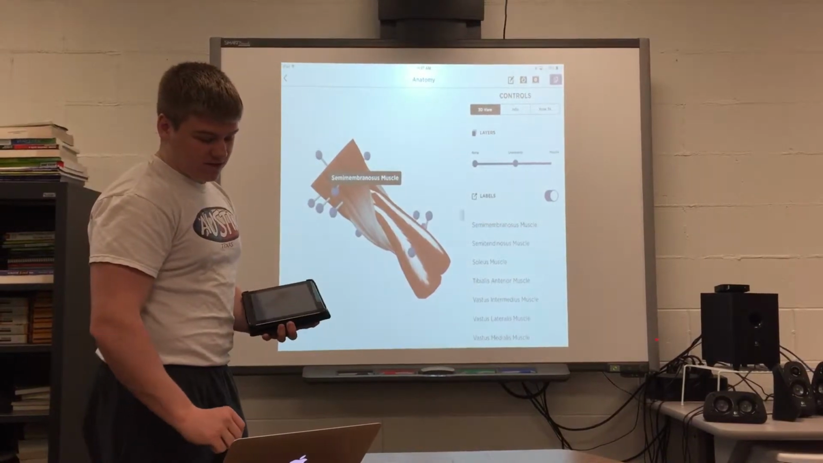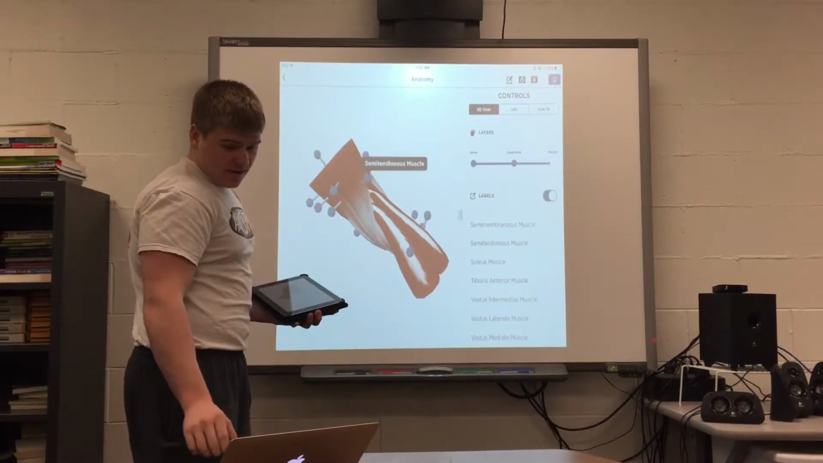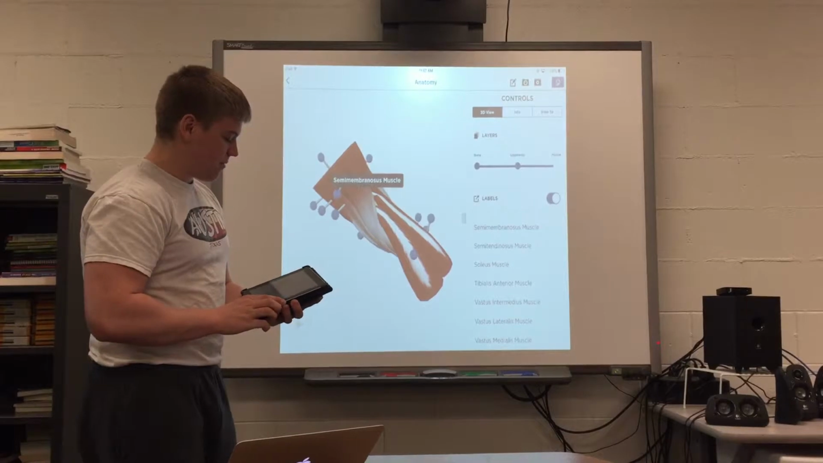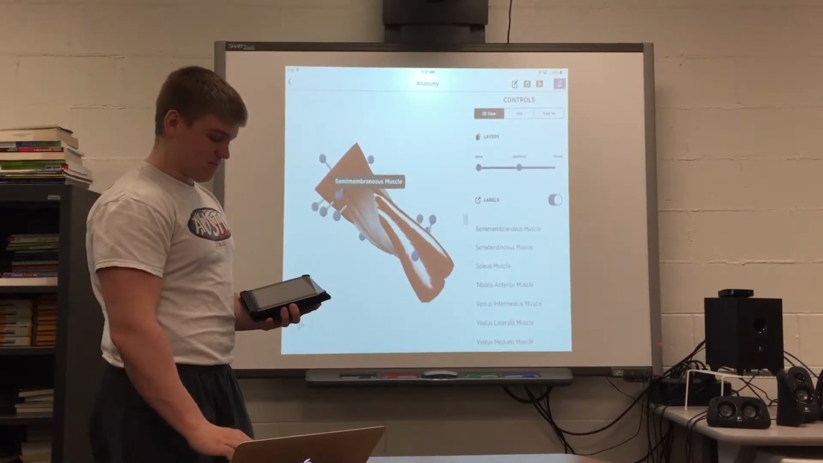The insertion of the semitendinosus muscle, which is right there, is the medial surface of the tibia, and the insertion of the semimembranosus muscle is the medial condyle of the tibia.